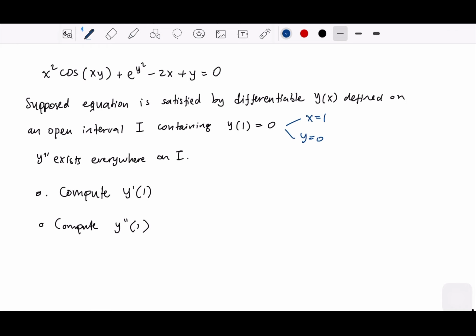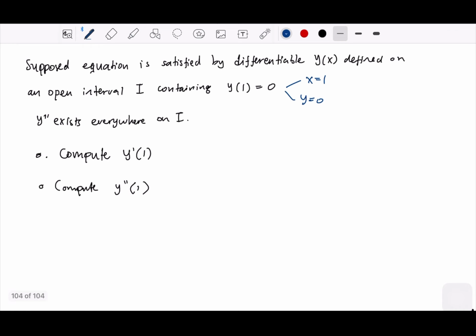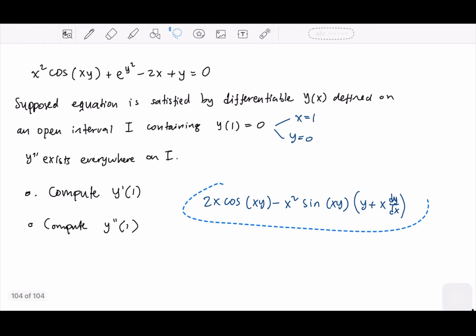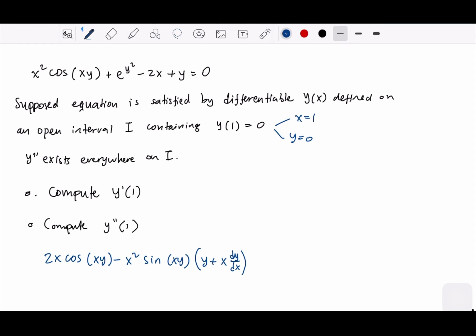So let me write the results first. It will be 2x cosine xy minus x squared sine xy, and I need to multiply by the chain rule, the y plus x dy/dx, and then we're going to write here. This is long, and plus e^(y squared) 2y dy/dx, and then minus 2 plus dy/dx.